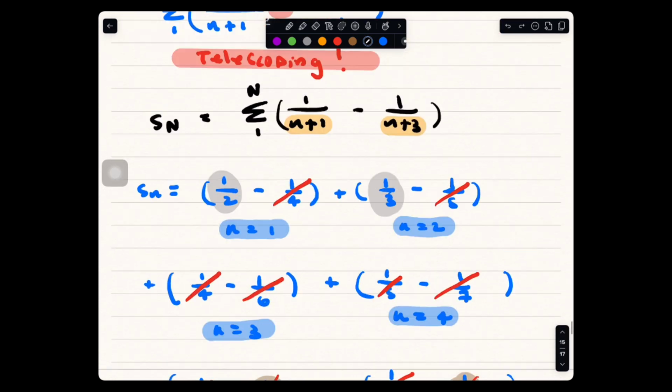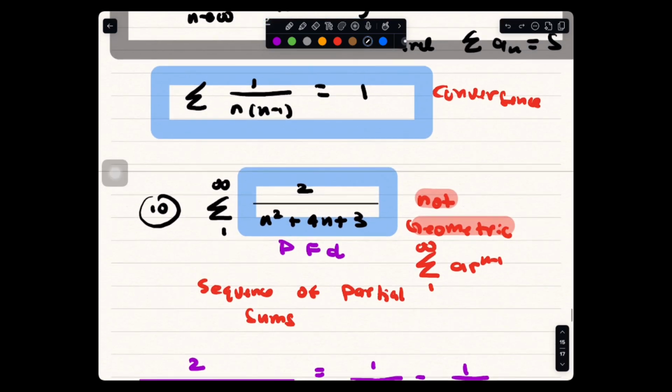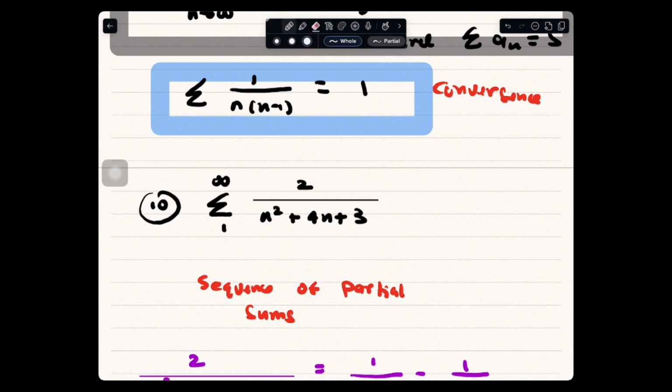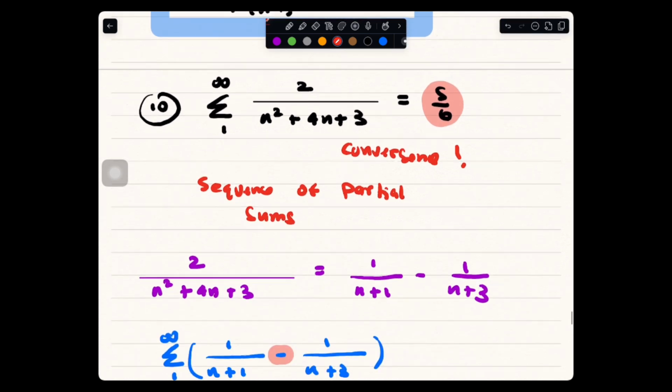So this is the infinite sum. It converges. It's not geometric. This equals 5/6. Sure enough, we have convergence. This is our very, very famous, another example of a telescoping series, okay?